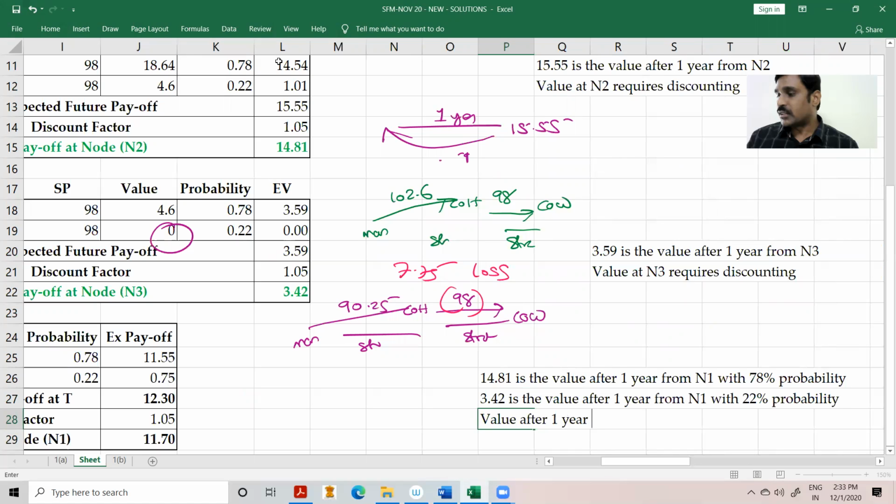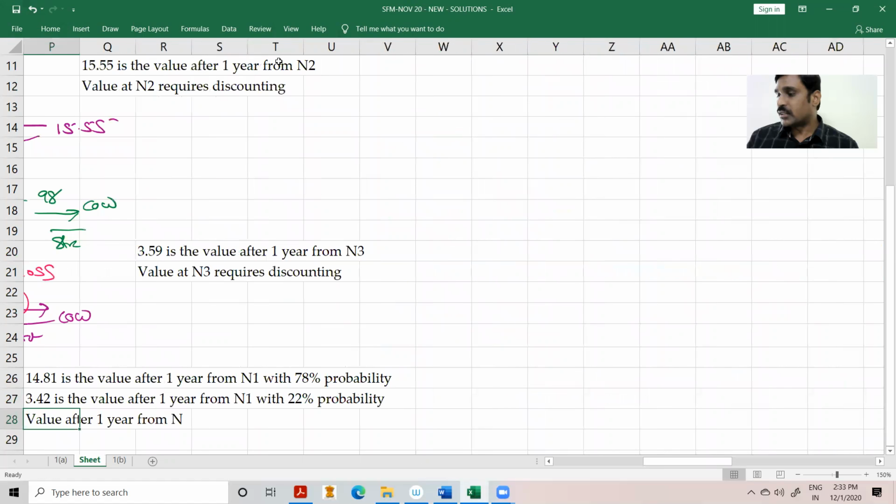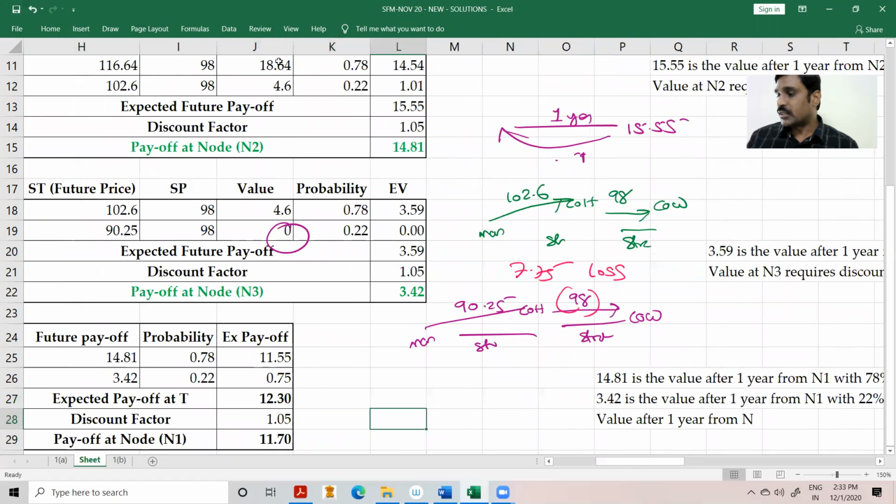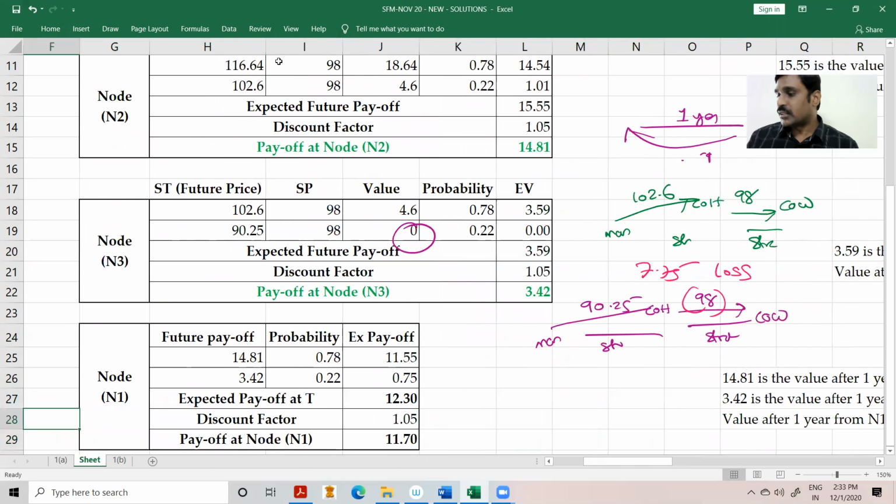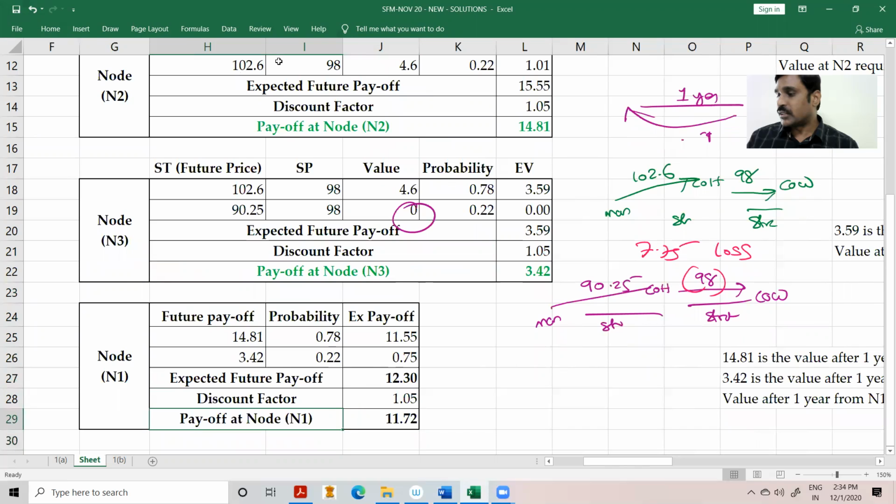So, the value after 1 year from N1 is how much? 12.30. This is the expected value. The value after 1 year from N1 is equal to 12.30. That is 1 year after, therefore I have to discount it. I will get 11.72. Payoff at node 1, N1, is equal to 11.72.